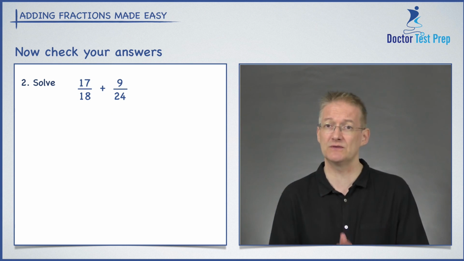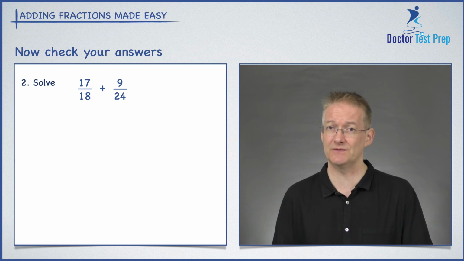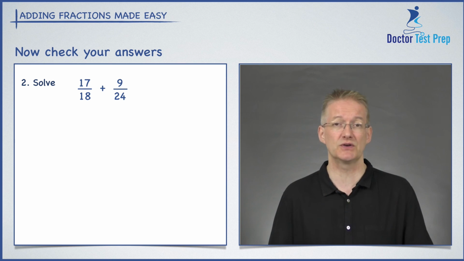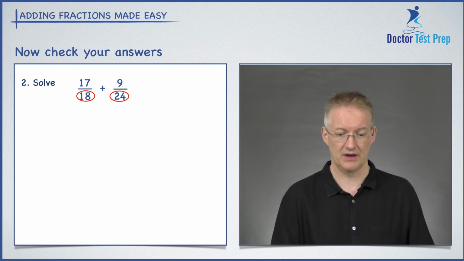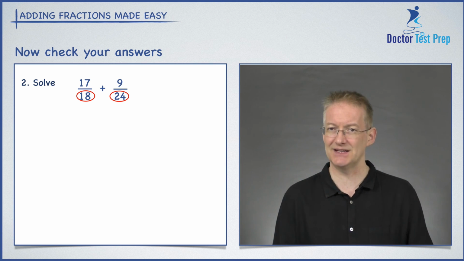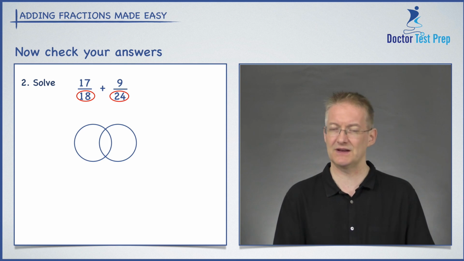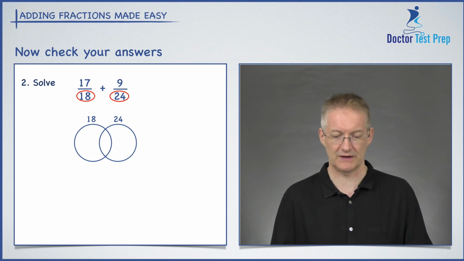Let's have a look at number 2 then. So here I have 7 over 18 plus 9 over 24. Now in this example I'm going to show you how to find the lowest common denominator using a Venn diagram. So I'm looking for something that 18 goes into and 24 goes into. Now I'm showing my Venn diagram there. I've got my 2 overlapping circles, one for the 18, one for the 24.